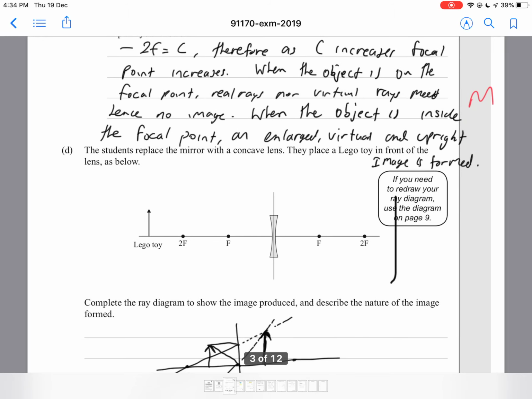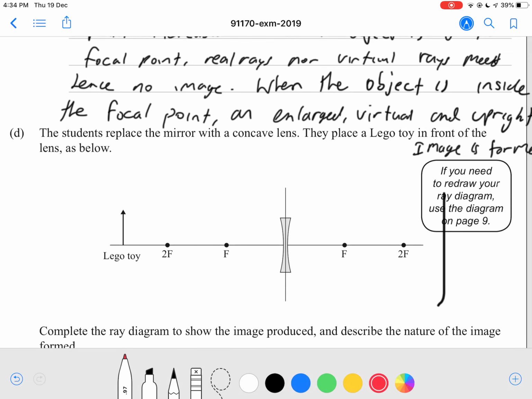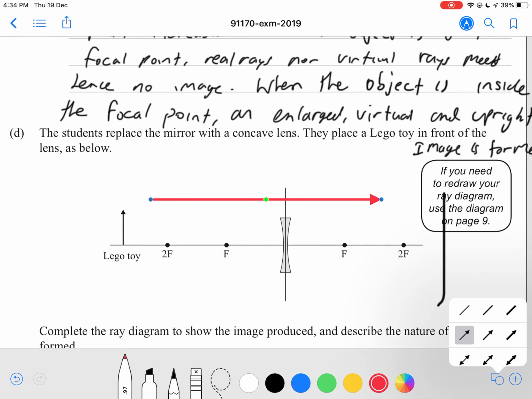Alright, D. The students replace the mirror with a concave lens. They place a Lego toy in front of the lens as below. Complete the ray diagram to show the image produced and describe the nature of the image formed. So we have our concave lens. So this is the exact opposite of a convex lens. So we're going to be applying our rules for our concave lens.